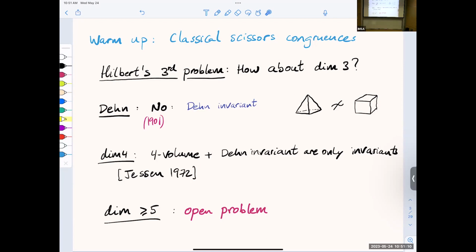What can you say about 4 dimensions? Jessen proved that 4-dimensional volume and a generalization of the Dehn invariant are the only invariants that need to match in order to say if 2 4-dimensional shapes are going to be cut and paste invariant or not. And if you go on in dimensions, the problem gets harder and harder and harder. And in dimension 5 and greater than 5, it's still an open problem.